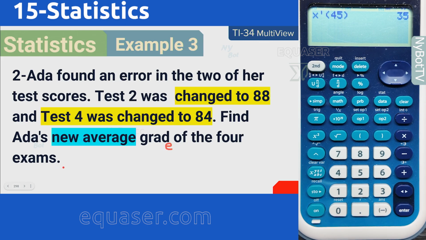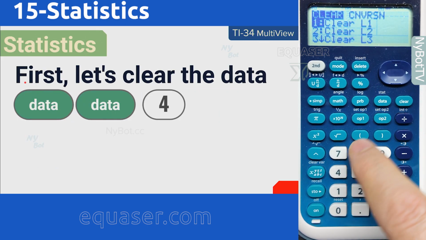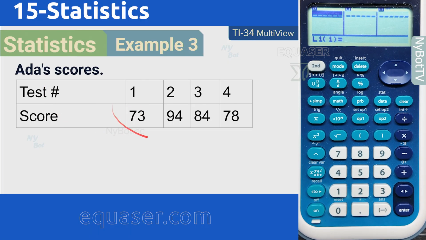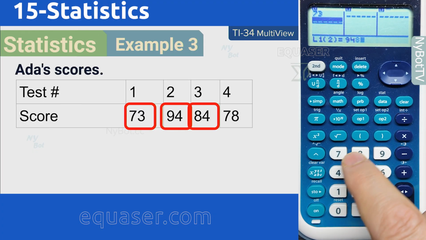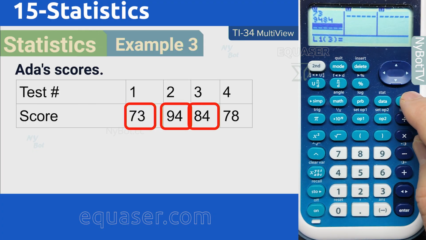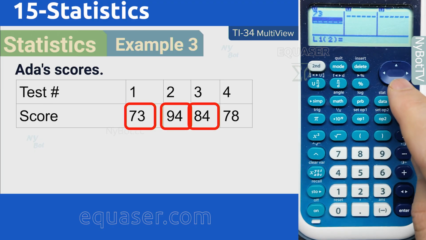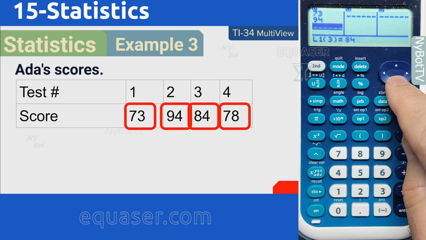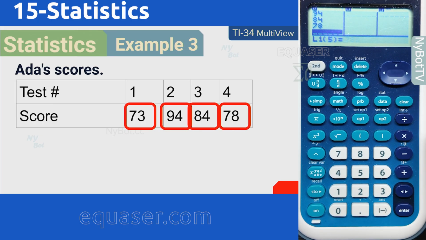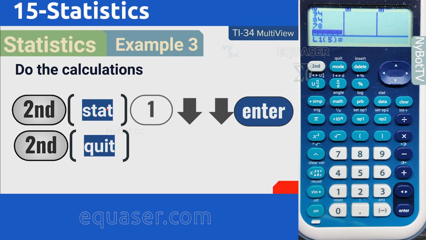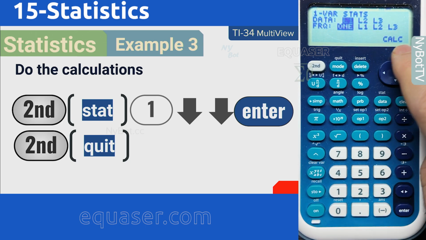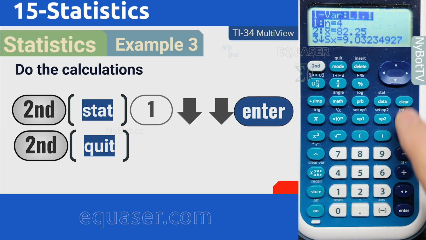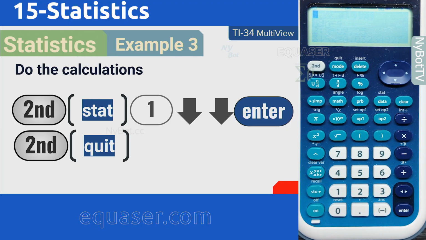For the 4 exams, press data, and 4 to clear. And we enter these values, 73, and then down, 94, 84. Oh, let's go delete. 94 down, and then 84 down, and then 78 down. It has been calculated. Now second function stat, and then one variable. So we go down until we reach calculation and enter, and second function quit.